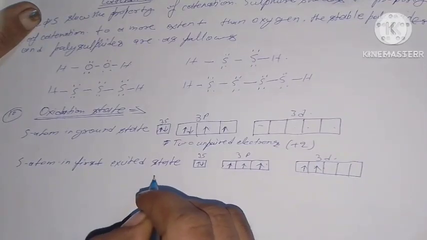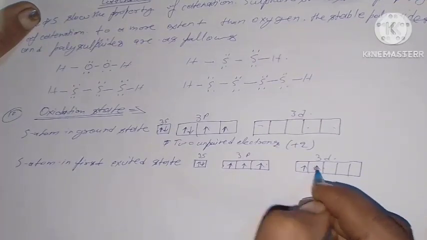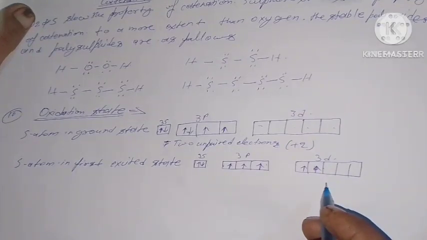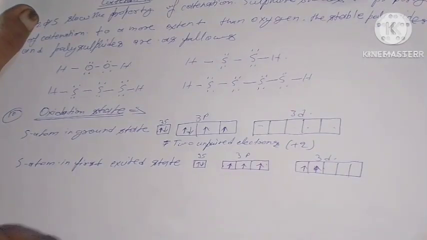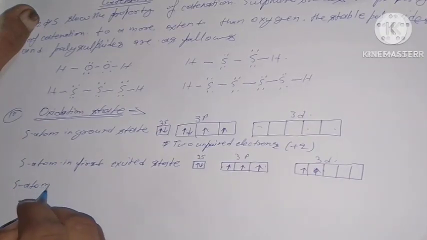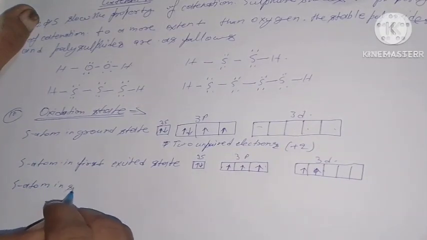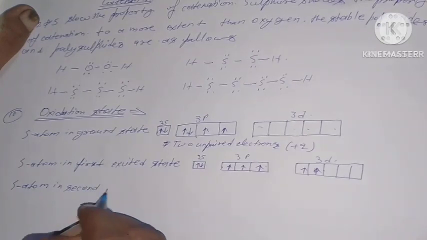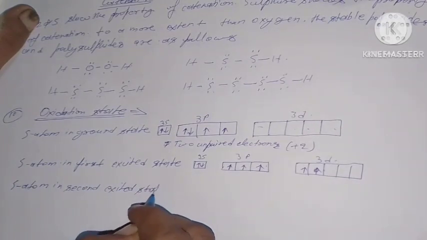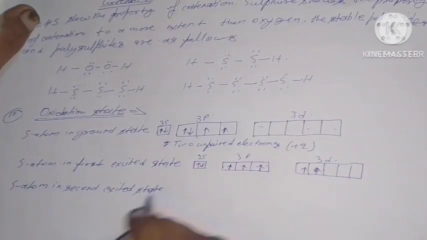1, 2, 3, 4, and 5. Okay, four. 1, 2, 3, and 1, 3d orbitals, okay? And S atom in second excited state, okay?